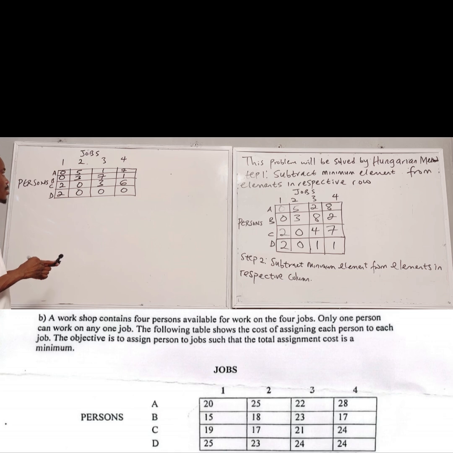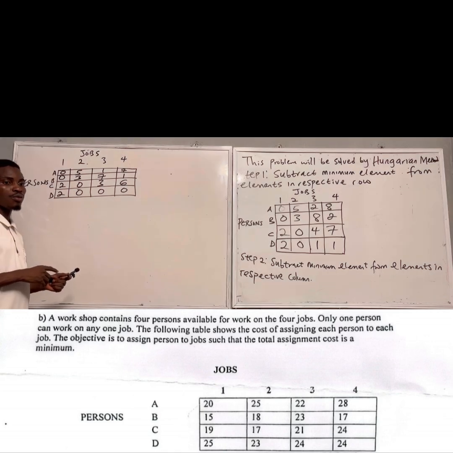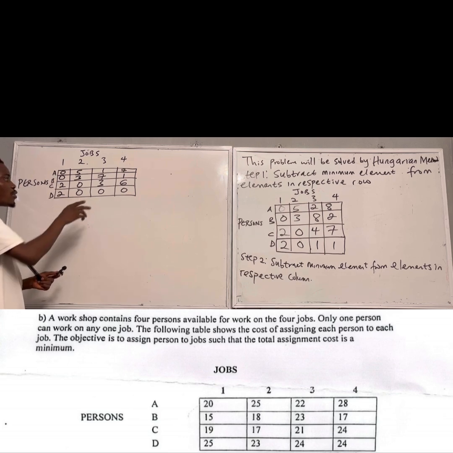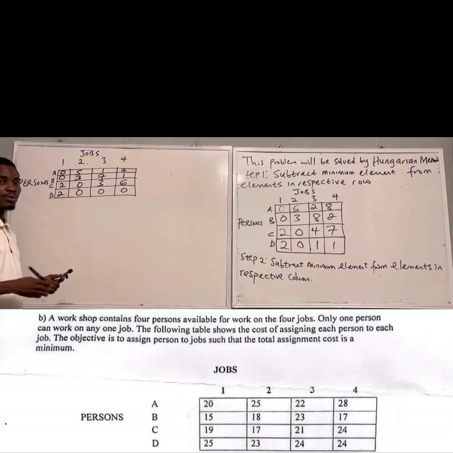So what is my next step? My next step is to cover all the zeros. Remember, we have to cover all the zeros. Wherever we see zero, we have to cover it. We draw a minimum number of lines to cover all the zeros, by vertical line or horizontal line.